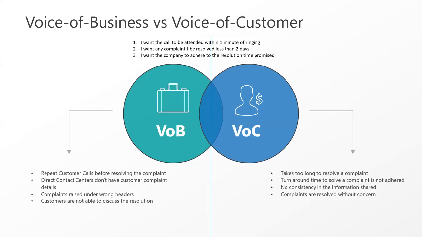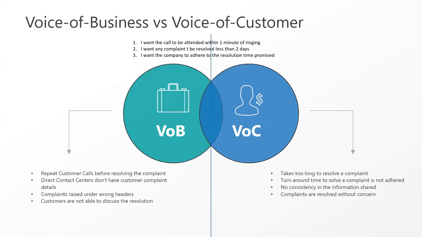Next, what is the difference between voice of business and voice of customer? Let's see this first. Repeat customer calls before resolving the complaint. Now there might be so many customers who, before the complaint is resolved, will call 10 times, right? Say for example, I have a network issue with Vodafone, I'll call 10 times to the customer care. Next is, direct contact centers don't have customer complaint details. So I call up Vodafone and say I have a problem, I spoke to the concerned agent 10 times, but then I went to the offline Vodafone care center, manually I went there, and once I reached it, I started speaking to that particular person, and he does not have an idea that I have called the call center 10 times, right?